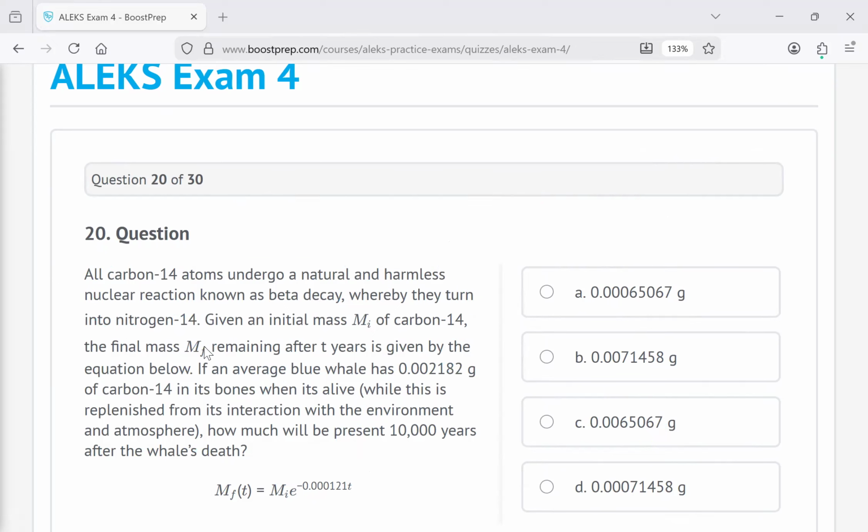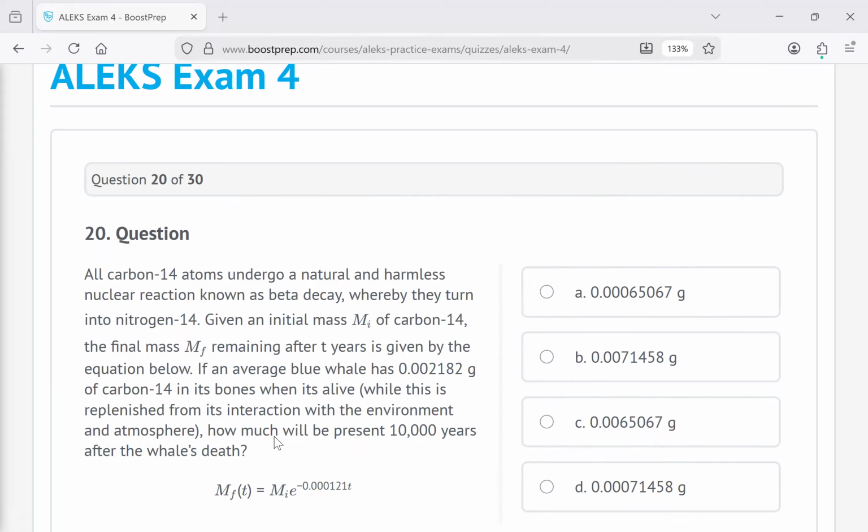Okay, here we have a word problem. All carbon-14 atoms undergo a natural and harmless nuclear reaction known as beta decay, whereby they turn into nitrogen-14. Given an initial mass Mi of carbon-14, the final mass MF remaining after t years is given by the equation below. If an average blue whale has 0.002182 grams of carbon-14 in its bones when it's alive, while it's replenished from the interaction with the environment and atmosphere, how much will remain 10,000 years after the whale's death?